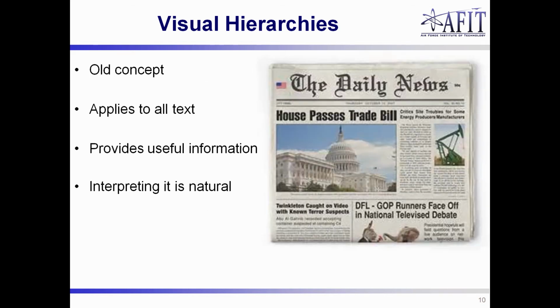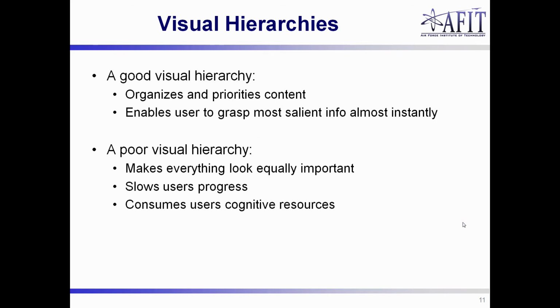Right, so if we go back to this page, very quickly we find the House has passed the trade bill and the GOP runners are facing off in a national televised debate. Very instantly we can pull that information out without having to dig all over the page in order to determine what's going on. Right? A poor visual hierarchy makes everything look equally important. You can't tell what you need to pull out from the page because everything seems to want to jump out of the page, unless nothing does.